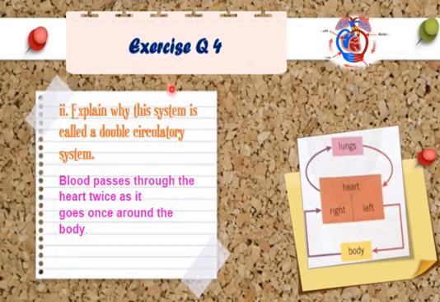So it is question number 4, part 2. Explain why the system is called the double circulatory system. Because the blood passes through the heart twice as it goes once around the body. So it passes the heart twice.